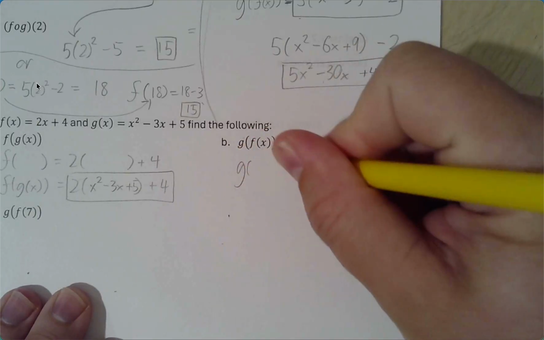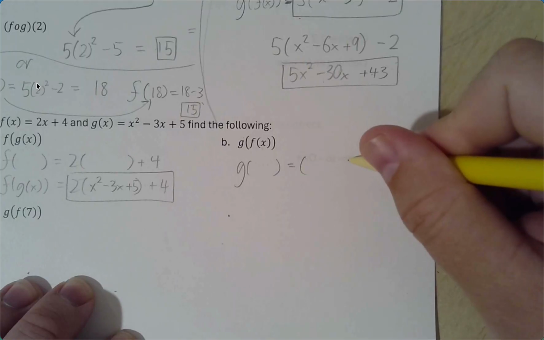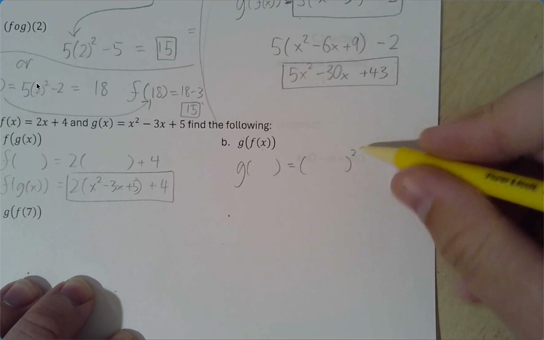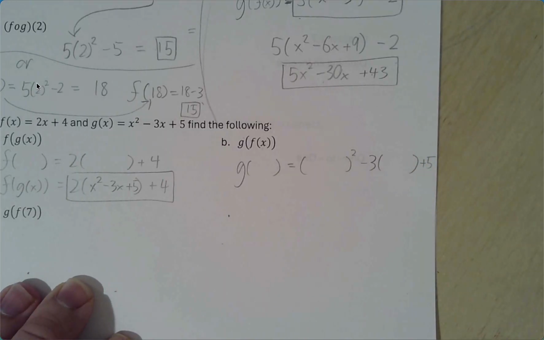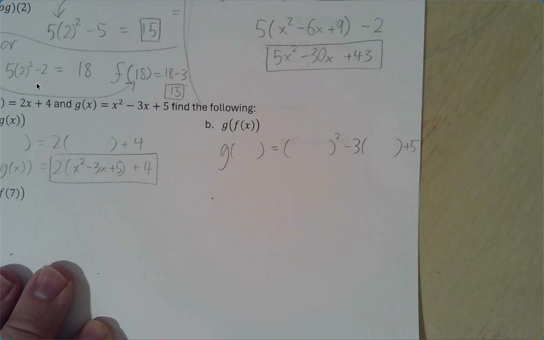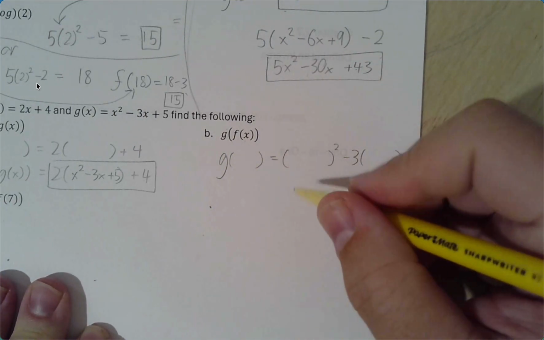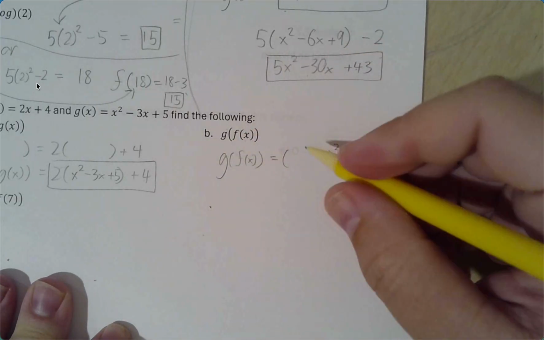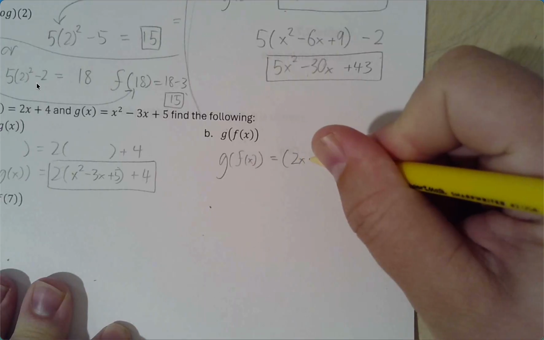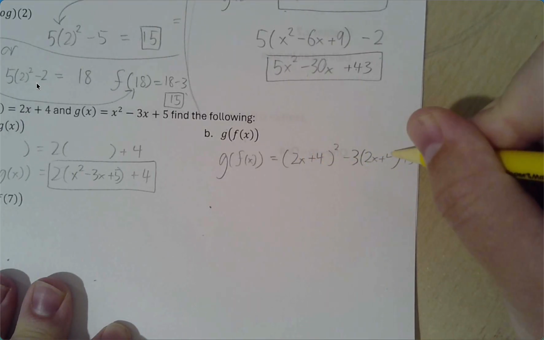g is my outer function. Now watch this. My outer function is something squared minus 3 times something plus 5. So notice that that outer function had more than one thing. Also, again, for sake of time, I'm going to skip copying this, but you should. And I'm going to start filling this in with f of x. And again, f of x was 2x plus 4, 2x plus 4.